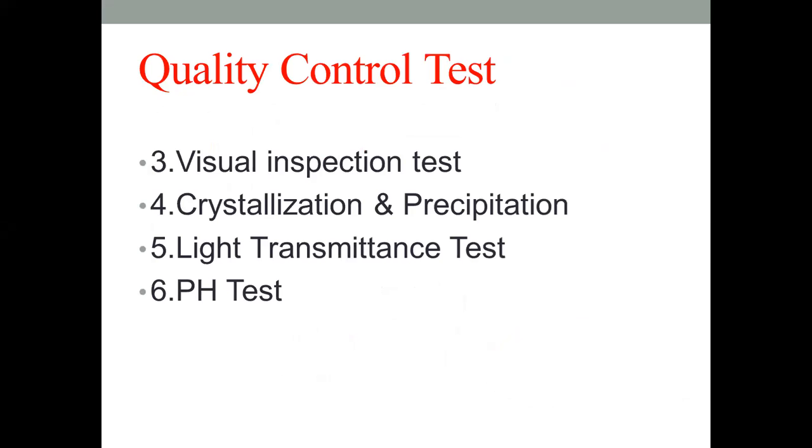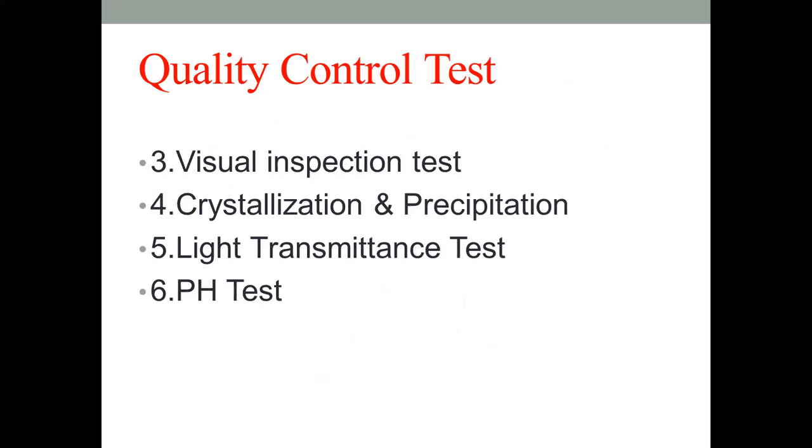Then next pH test. For the pH of solution, it is determined by using the pH paper. पेपर माहिती आहे? Yes, ma'am. By using the pH paper, pH check out करायचे syrups or pH meter.